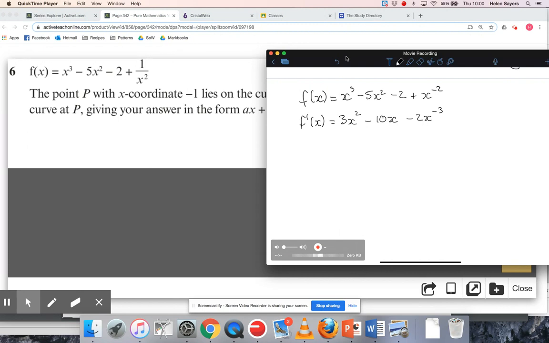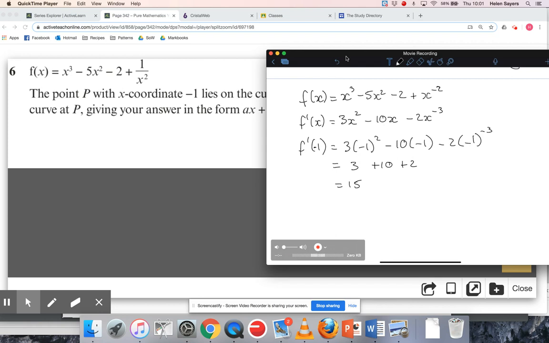Okay, and then I want the gradient at P, so that's going to be the gradient when x is, not 1, minus 1. So that's going to be 3 times minus 1 squared minus 10 times minus 1 minus 2 times minus 1 to the power of minus 3. So that is going to be 3 plus 10 plus 2, I hope. So that is going to give me a gradient of 15. Just double check that. Yeah, so minus 1, so I have minus 3. Yeah, I think that's fine.